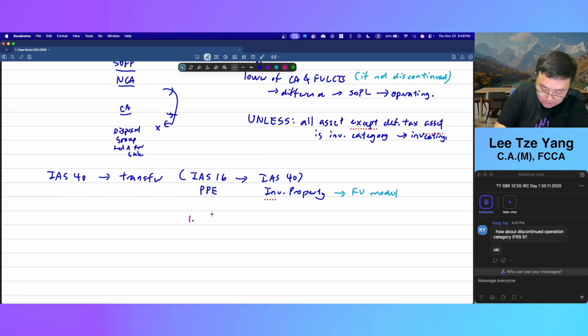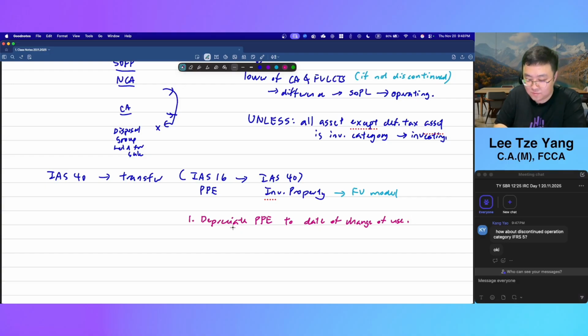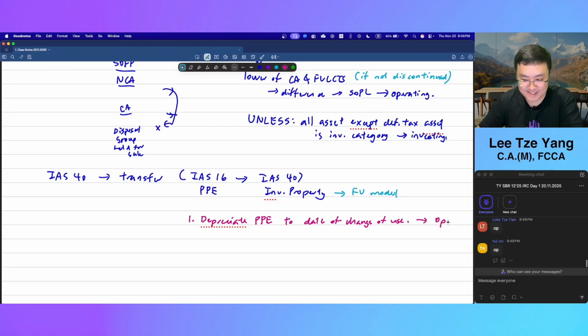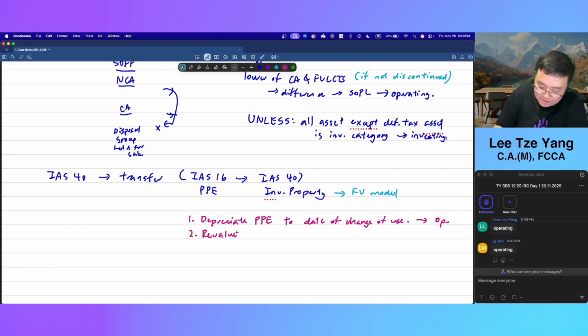First, we are going to depreciate the PPE to the date of change of use. Okay, to the date of change of use. Now, everyone, can you tell me this one goes to where? Operating, investing, or financing? Depreciation of PPE. I think you all know, right? Yes, operating. Then afterward, because we use the fair value model, you have to revalue the PPE to fair value.